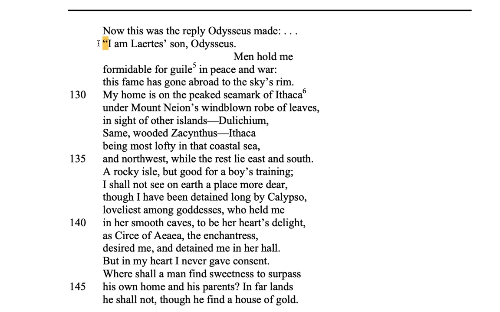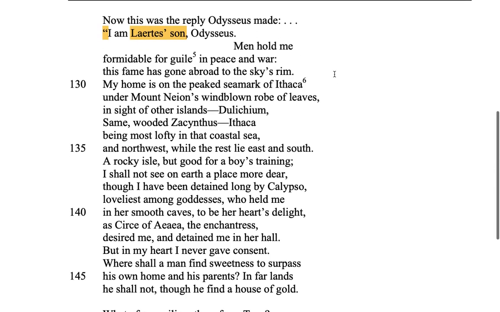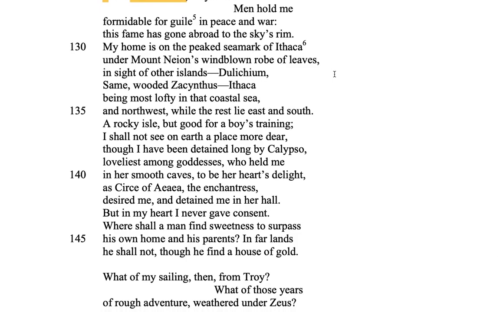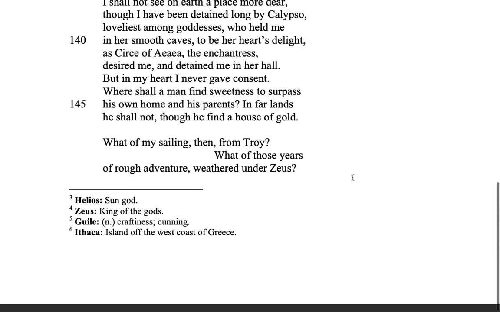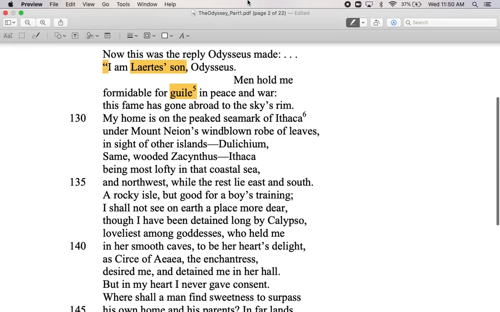I am Laertes' son, Odysseus. End of sentence right there. That's his introduction. Remember, being someone's son was super important. Men hold me formidable for guile in peace and war. This fame has gone abroad to the sky's rim. All right, so guile. Ooh, so he is crafty and cunning. That is what he's saying about himself. So I'd be sure to make a note of that somewhere.